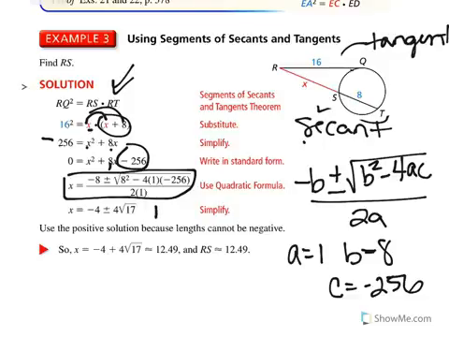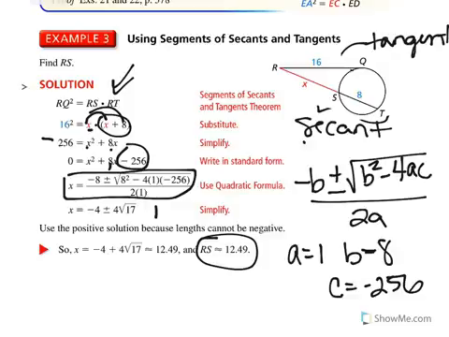Okay, so if you do negative 4 plus 4 square roots of 17, you get about 12.49. And so RS is equal to 12.49. There's also a negative one, so that's why this is the only value it can be. You don't want a negative value.